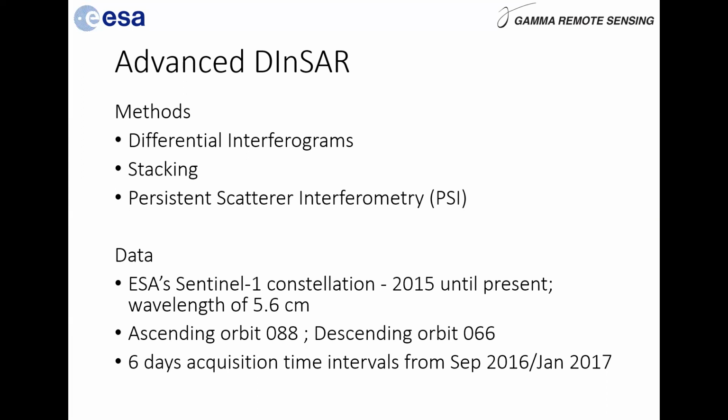The Sentinel-1 data covering the high Valais Alps includes data from ascending orbit number 88 and descending orbit number 66 from 2015 until present. Acquisitions every 6 days are given from September 2016 and January 2017.